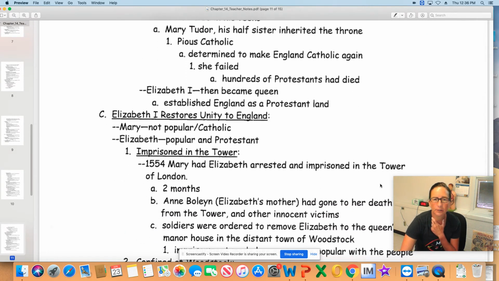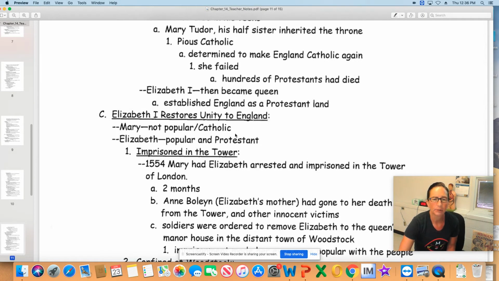Elizabeth, her half-sister, was a daughter of Anne Boleyn and Henry VIII. She will become queen, and she's very popular. She will establish England as a Protestant land, but she's tolerant of Catholics as well. Elizabeth restores unity to England.